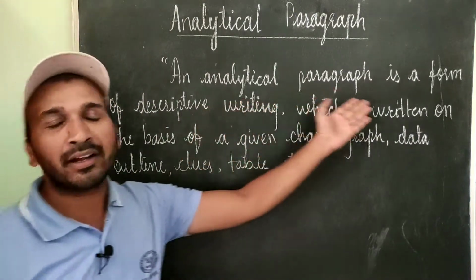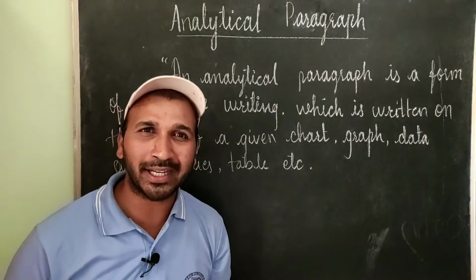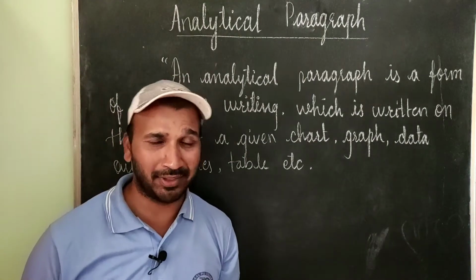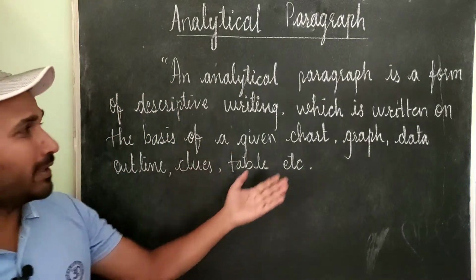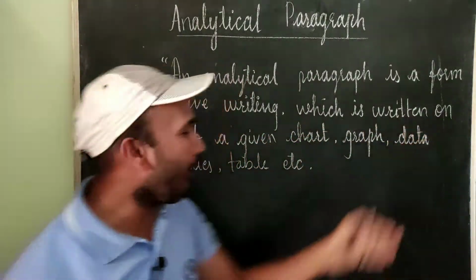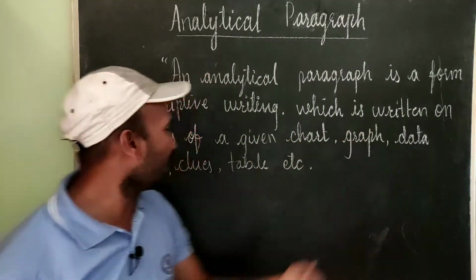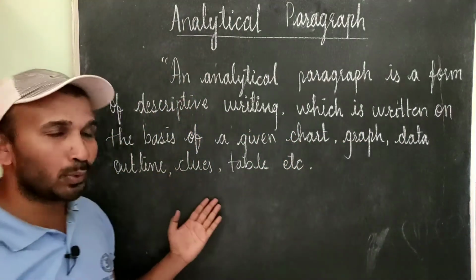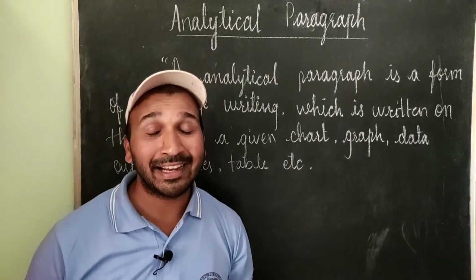An analytical paragraph is a form of descriptive writing. It is also a descriptive writing, as we have written. We know how to write descriptive writing. So how to write that, which is written on the basis of a given chart, graph, data, outline, clues, table, etc. So this is called an analytical paragraph.